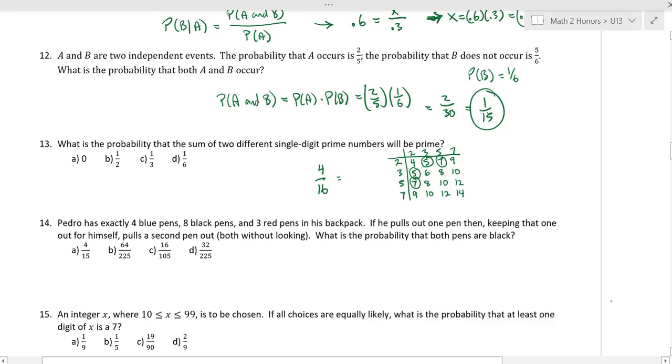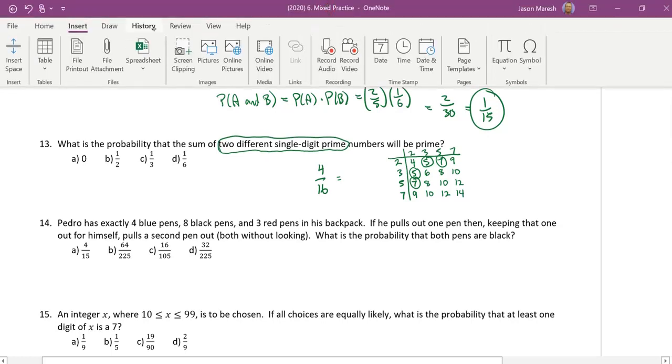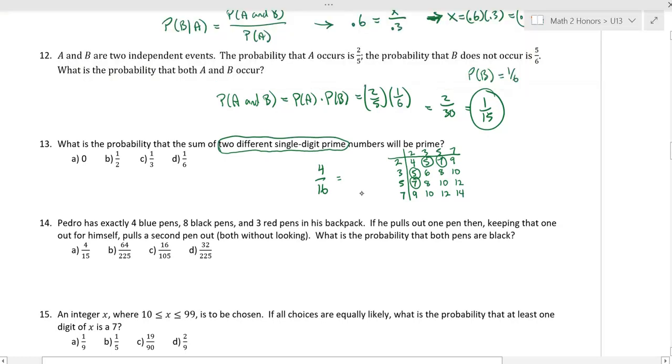But I did overlook something: two different single-digit prime numbers. So I have to scratch out some. 4 came from 2 plus 2, 6 came from 3 plus 3, 10 came from 5 plus 5, and 14 came from 7 plus 7. So we need to ignore those.